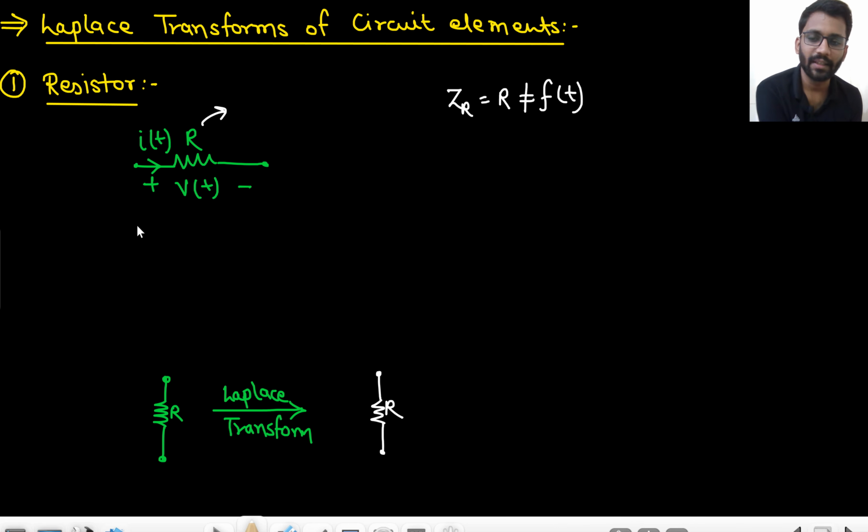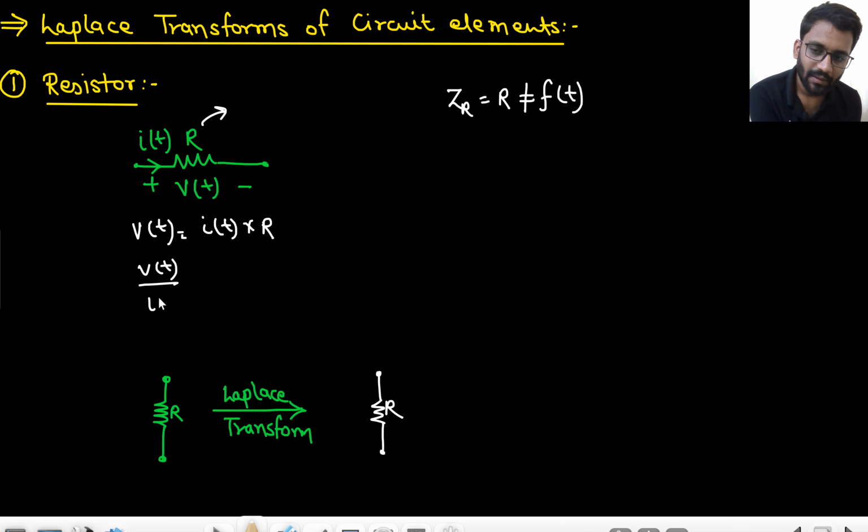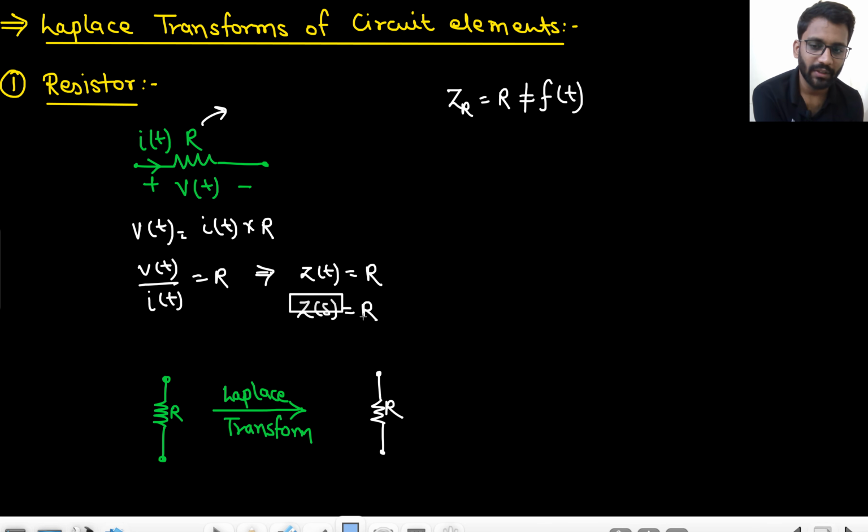Or also you can see here, v(t) is equal to i(t) into R, right? So v(t) by i(t) is equal to R. That means z(t) is equal to R, right? So basically your Z(s), taking the Laplace transform, will be R only, because it is just a constant value which is not dependent on time. So the impedance provided by the resistance will be R only.